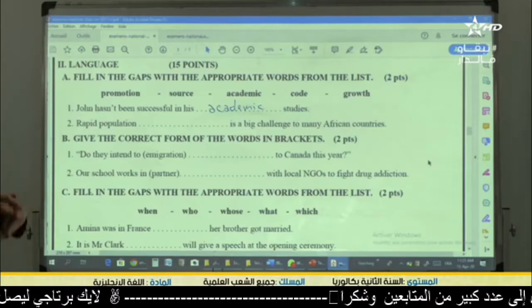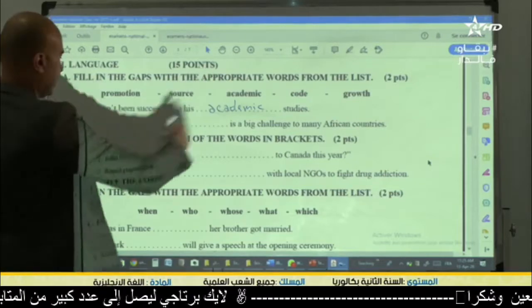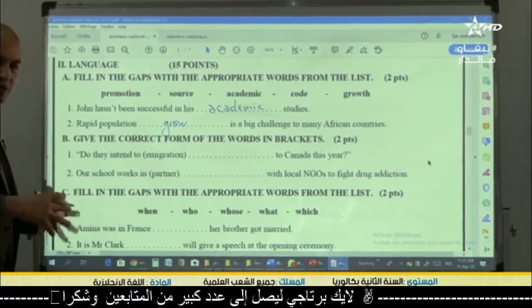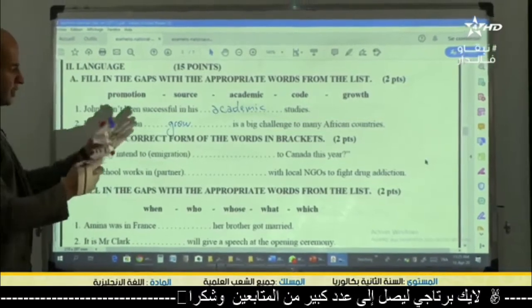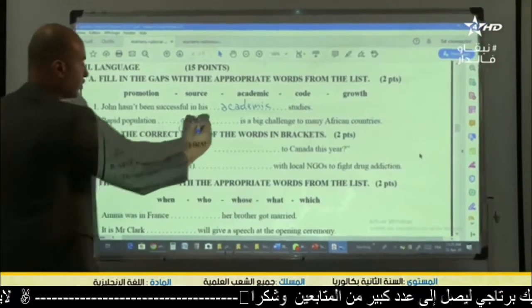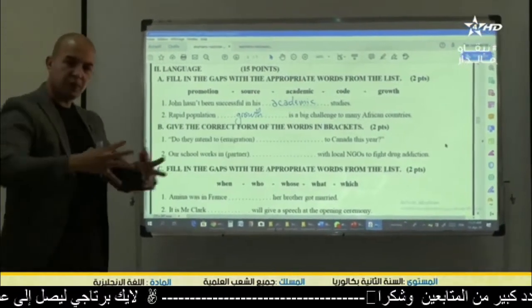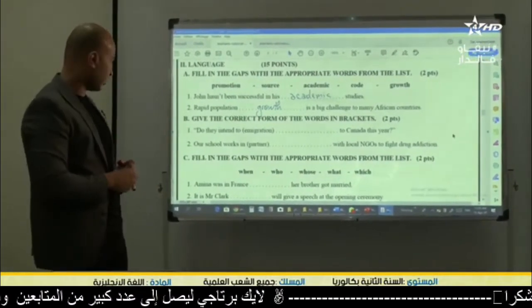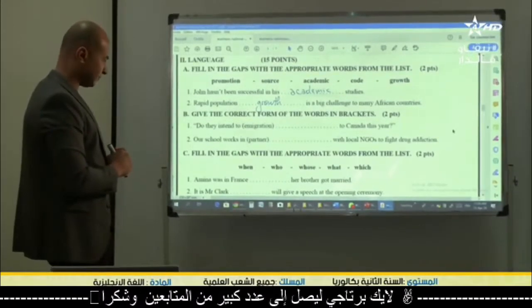It's of course population growth. It's right there, growth. You know the verb to grow. The babies and children grow, and the noun of the verb grow is growth. So the rapid population growth is a challenge to many African countries. That's for vocabulary. Let's go to B.